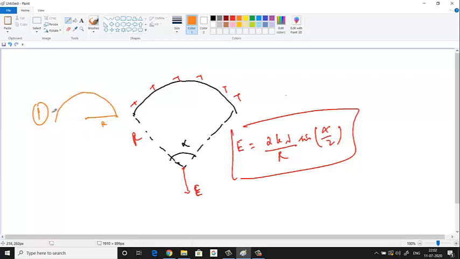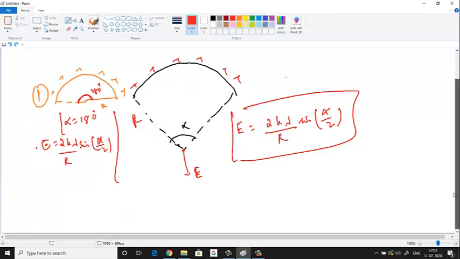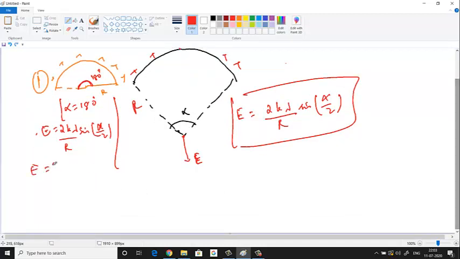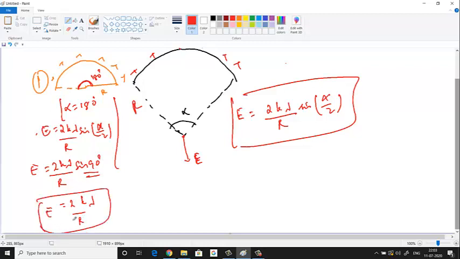Say the positive charges are there, and the radius is r. So what angle is the semicircle subtending at its center? 180 degrees. That means alpha is equal to 180. So we use this formula: E is equal to 2k lambda by r into sine alpha by 2. What is alpha? 180. So the electric field due to the semicircle is 2k lambda by r into sine 180 by 2, which means sine 90. Sine 90 is how much? 1. So what is the answer? 2k lambda by r. That's it. We got this value today.